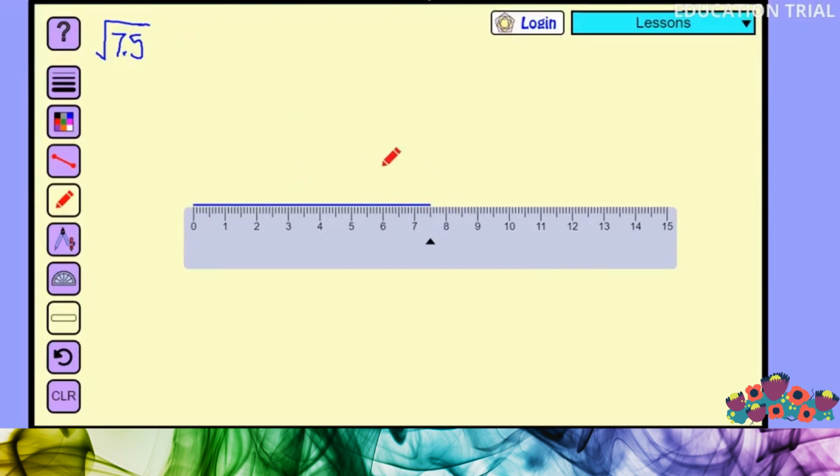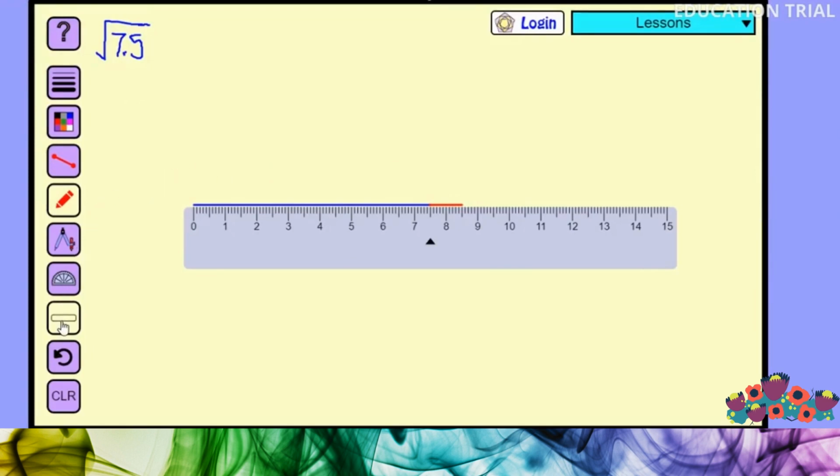So 7.5 is the required value for which we want to construct the square root. I am extending 1 unit extra from 7.5. That means I will arrive at 8.5. 7.5 plus 1, that is 8.5.